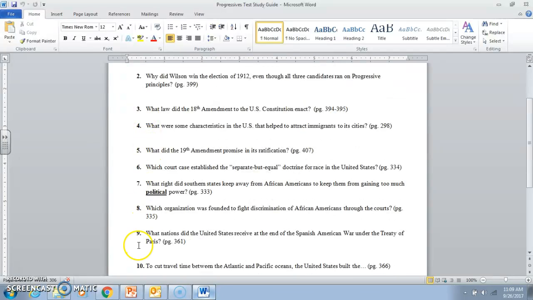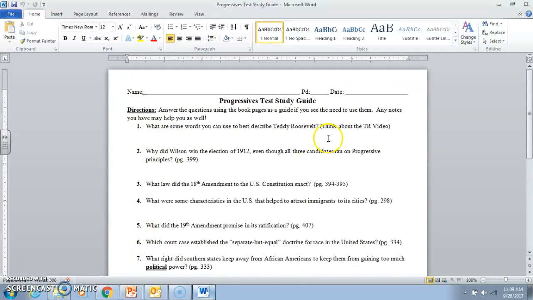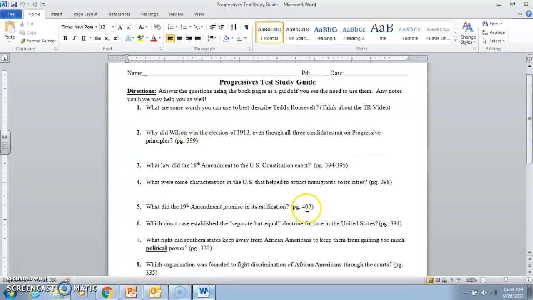The multiple choice section questions are these 10 that you see here. I give you the page numbers for every single one, except the first one, which I'm asking you to think about the Teddy Roosevelt video we watched on the presidents in class a couple weeks ago. So if you are going through some of these words to describe Teddy Roosevelt, maybe here are some of the words you can think about. And you can provide from your video sheet about how they describe him. So think about those words and use them.